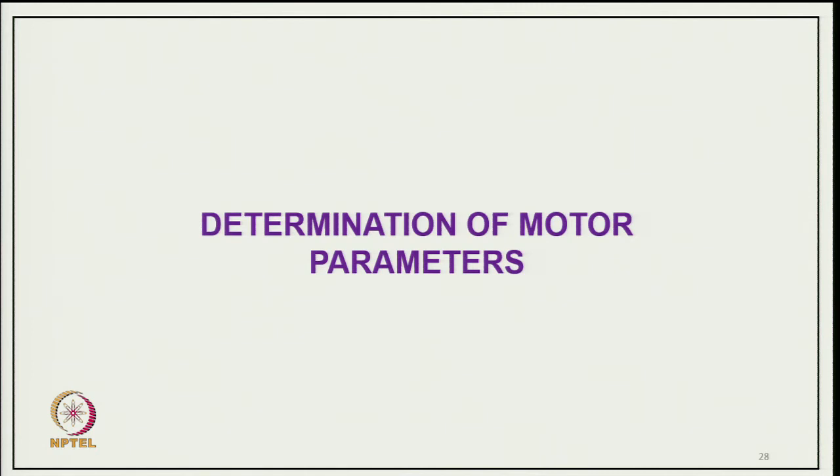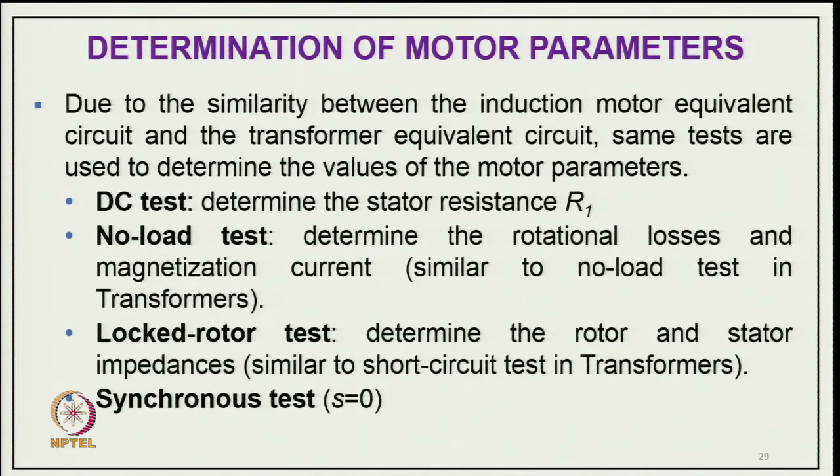Now, coming to the determination of motor equivalent circuit parameters. Due to the similarity between the induction motor equivalent circuit and the transformer equivalent circuit, the same tests are used to determine the values of motor parameters. First, we do a DC test to determine the stator resistance R1. Then we do a no load test, also called the light running test, to determine the rotational losses and magnetizing current, similar to the no load test in a transformer. Another is the locked rotor test, to determine the rotor and stator impedance, similar to the short circuit test in a transformer. And of course, we have the synchronous speed test, that is s equal to 0.